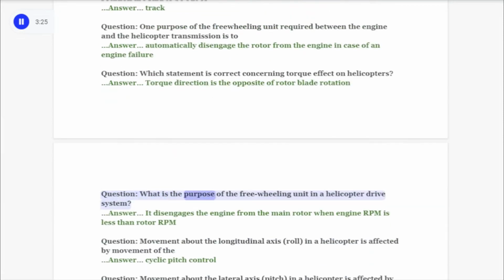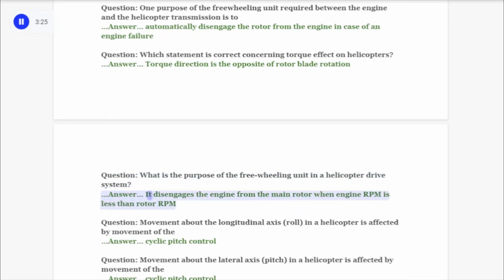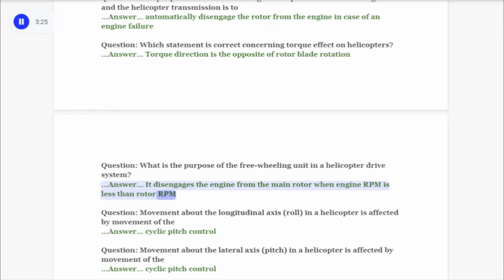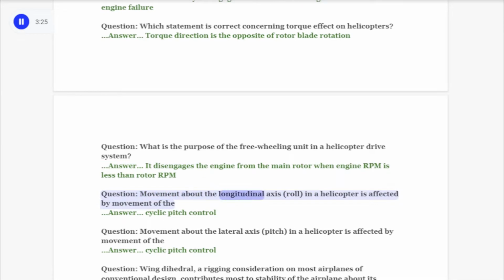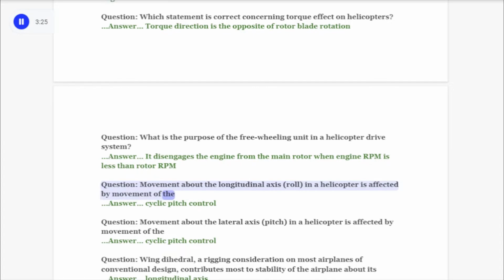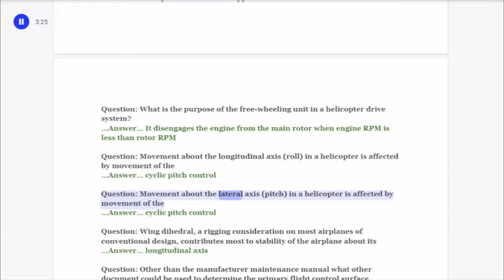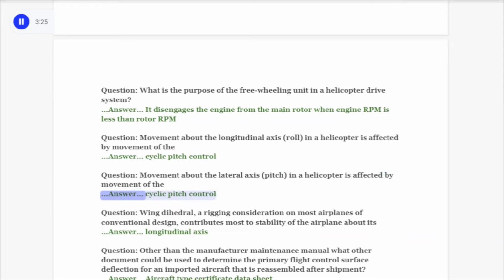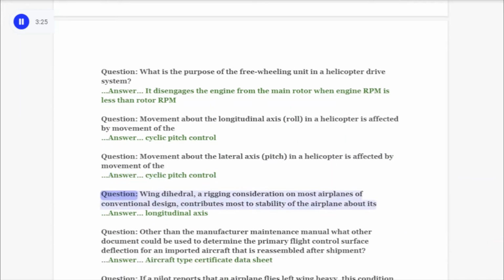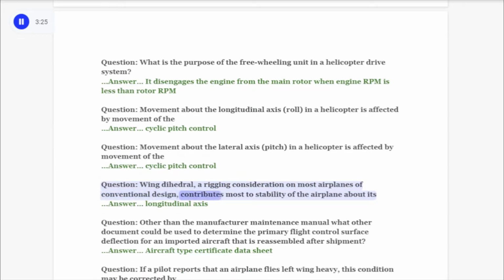Question: what is the purpose of the freewheeling unit in a helicopter drive system? Answer: it disengages the engine from the main rotor when engine RPM is less than rotor RPM. Question: movement about the longitudinal axis, roll, in a helicopter is affected by movement of the? Answer: cyclic pitch control. Question: movement about the lateral axis, pitch, in a helicopter is affected by movement of the? Answer: cyclic pitch control.